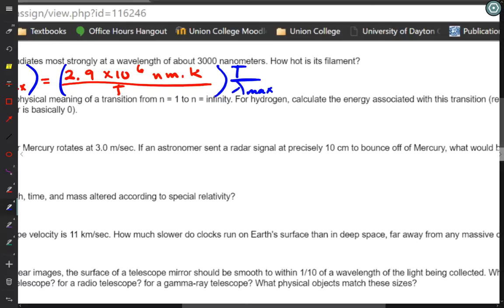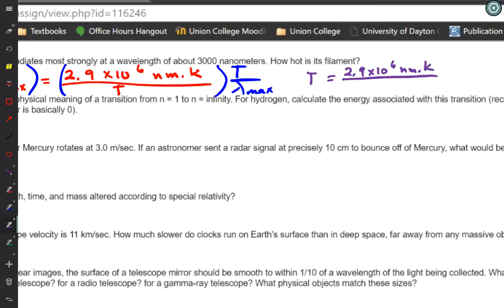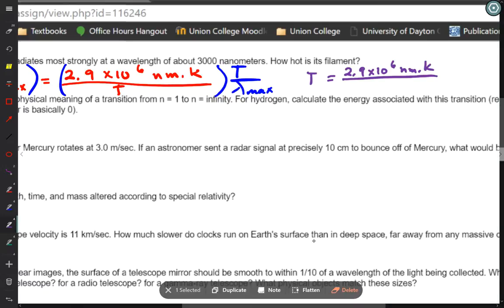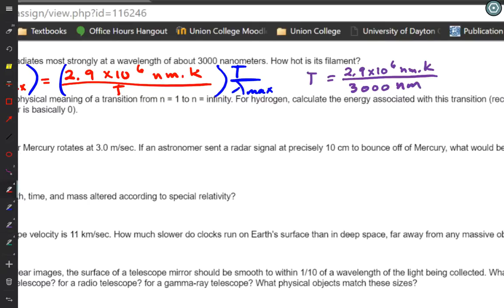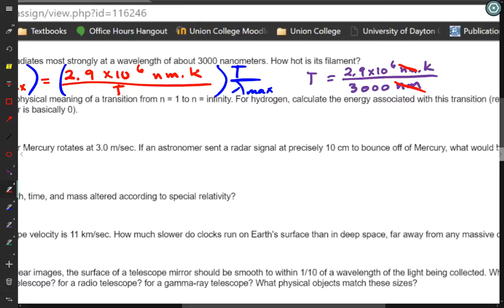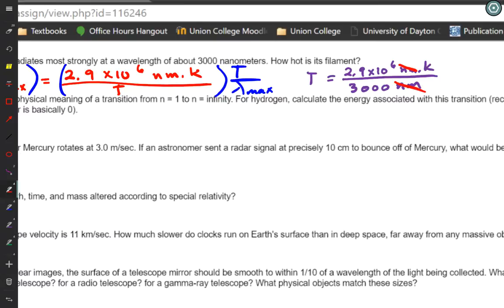So now I have it, and I'll change to purple, temperature is equal to 2.9 times 10 to the 6th nanometers times Kelvin over the wavelength max. I'm going to put the wavelength max into my equation. So I'm going to put in, stop that. My palm, I think, is what's selecting. 3,000 nanometers. Now let's pay attention to our units. On top, I have nanometers times kelvins. On bottom, I have nanometers. So those units cancel out. And I have 2.9 times 10 to the 6 over 3 times 10 to the third.